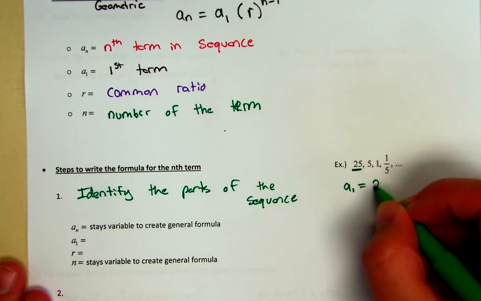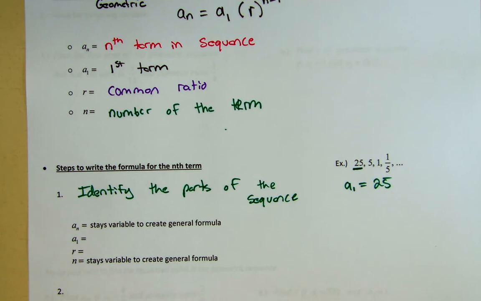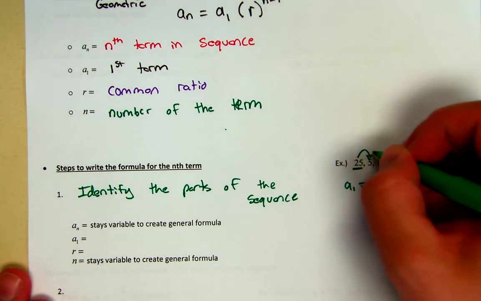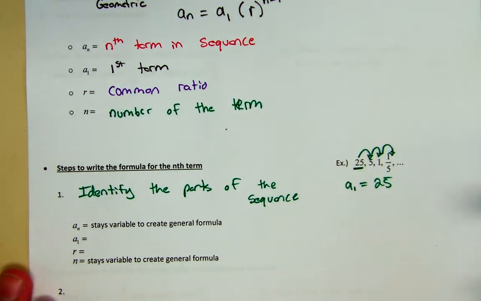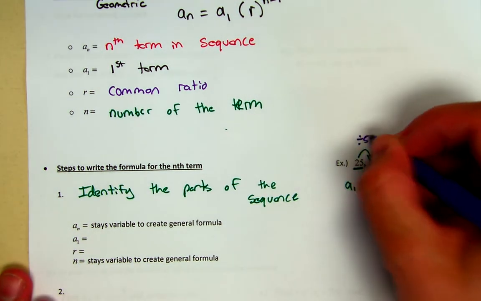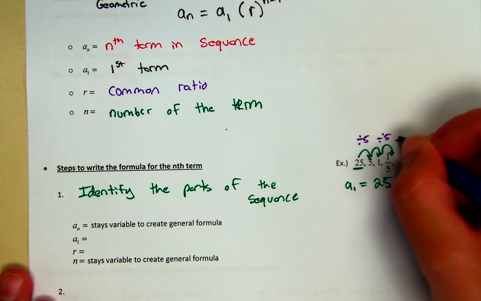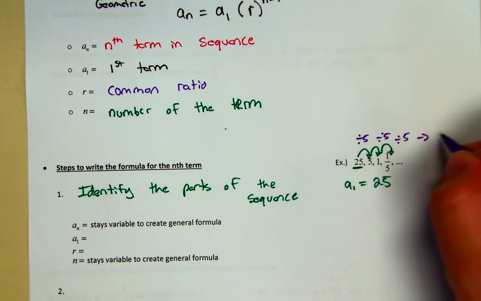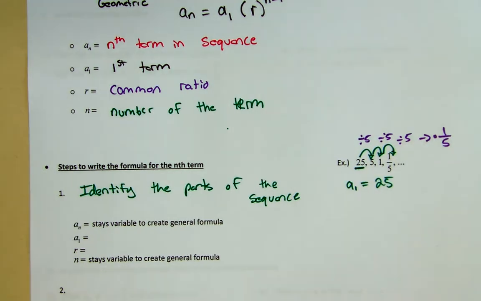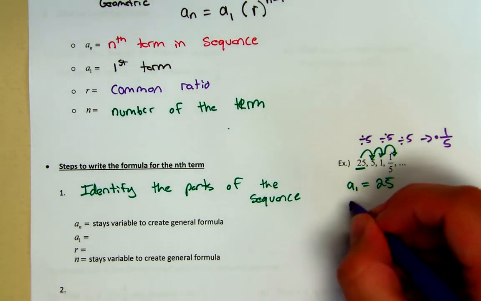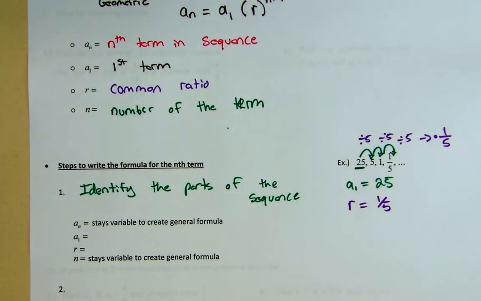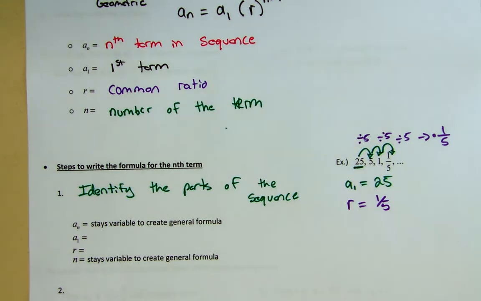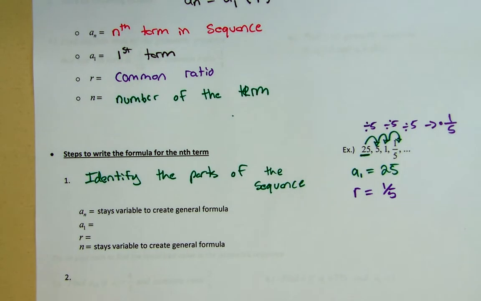So a1 is 25. Now we have to think about how to get to the next term, and then the next term, and then the next term. In this case, it looks like I'm dividing by 5 each time. Dividing by 5 really means that I am multiplying by 1/5. So I have a common ratio of 1/5 here. Now I've identified those two parts, and an is going to stay the variable to make the formula. So now I'm ready to do the next step.